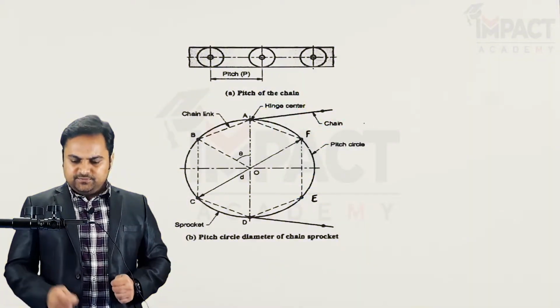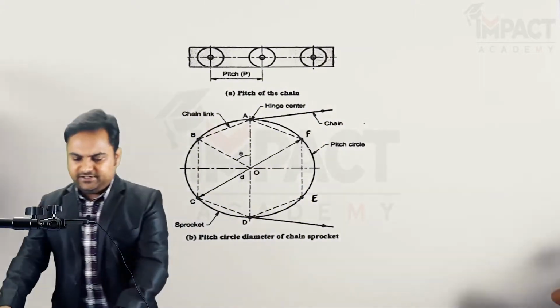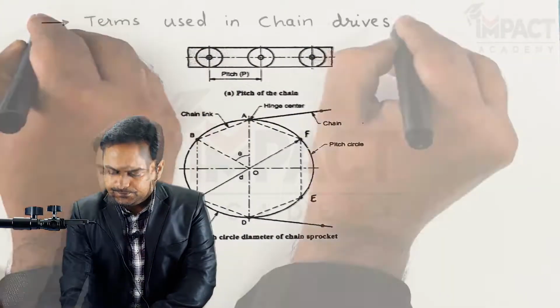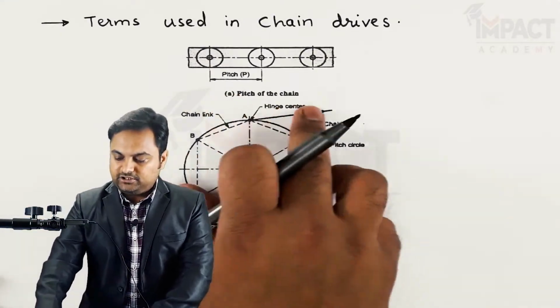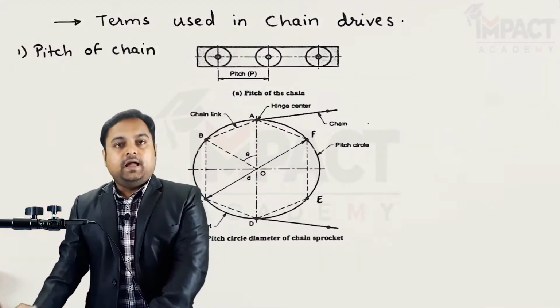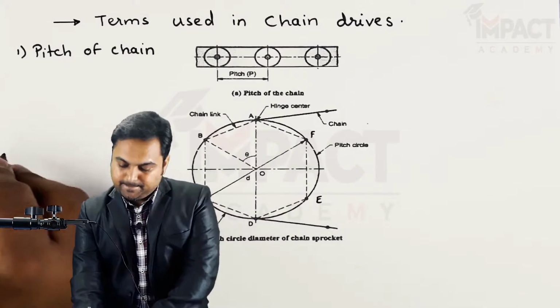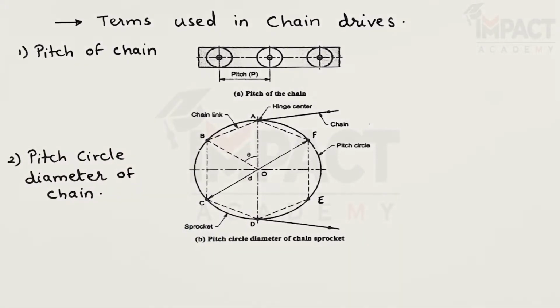And the terms which are used, I'll write it down here. The terms used in chain drives are, first is called as the pitch of the chain, and the second one is called as pitch circle diameter of chain.